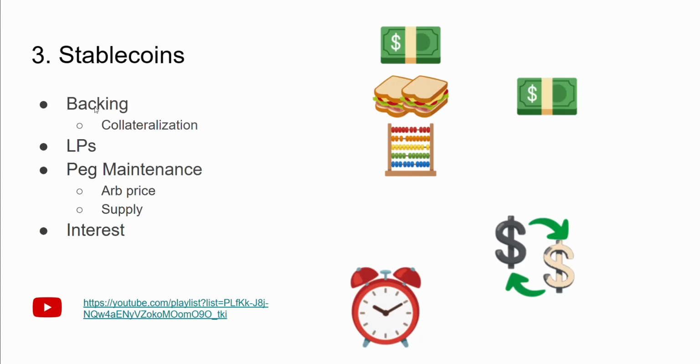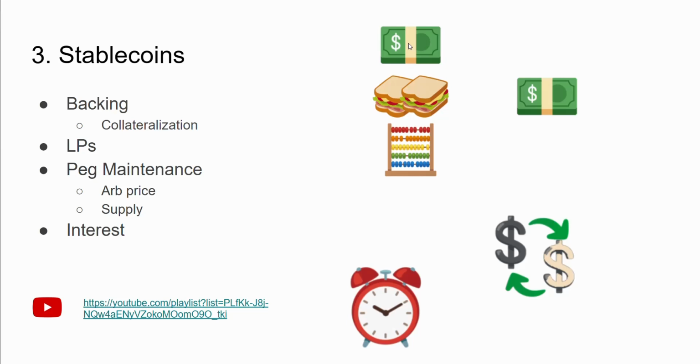So the first thing is that most stablecoins that have been successful have some sort of backing. They're backed by something, some sort of monetary value. So they could be backed by some sort of collateralization, maybe a US dollar. So, for example, for Tether or USDC, the stablecoin is backed by actual dollars or monetary value in the traditional finance system.